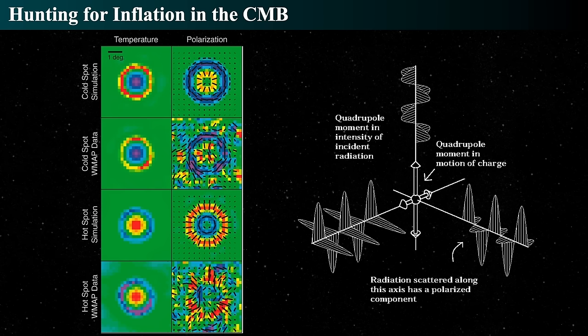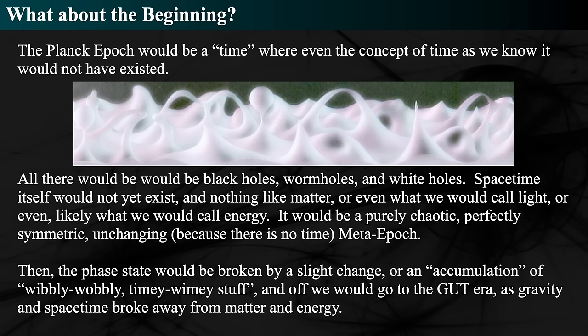Finally, then we ask, what about the beginning? The Planck epoch is a time. What about time equals zero? What about the absolute beginning of the universe? The Planck epoch would be a time, and there wouldn't even be this thing called time, because space-time and gravity, which defines the nature of length and time and space, doesn't even exist yet as a thing.